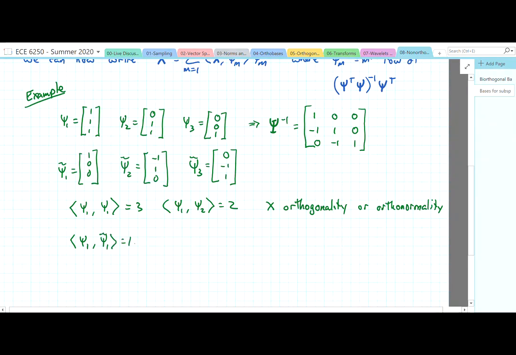However, we have biorthogonality. Psi 1 with psi 1 tilde is equal to 1. Psi 2 with psi 2 tilde is equal to 1. And I'm not going to go through all of them, but just a few examples. Psi 1 with psi 2 tilde is equal to 0. Psi 2 with psi 1 tilde is equal to 0, and so forth. So we have our biorthogonality.